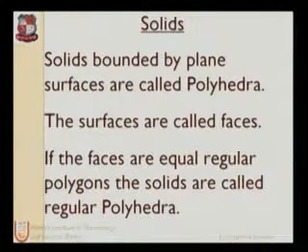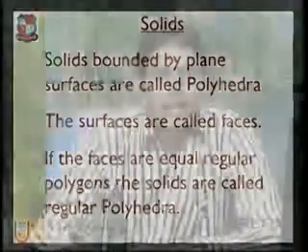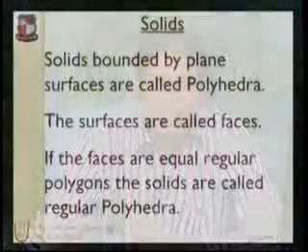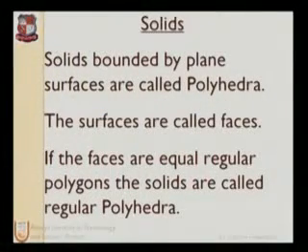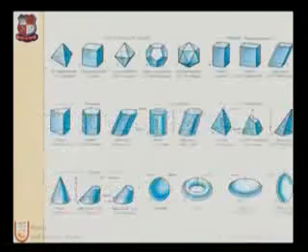The surfaces are called faces. So in solids, once again, they are bounded by planes, and that is called closed geometry. The sides are called faces. If the faces are equal regular polygons, the solids are called regular polyhedra. Just like polygons, we have regular polyhedra with regular polygons.